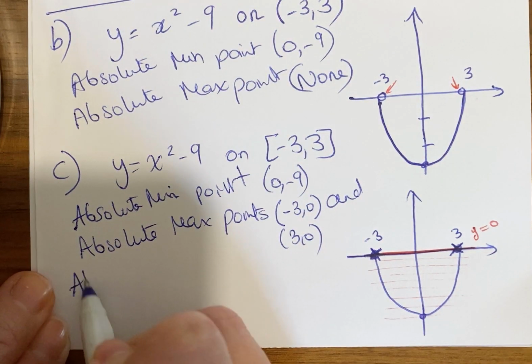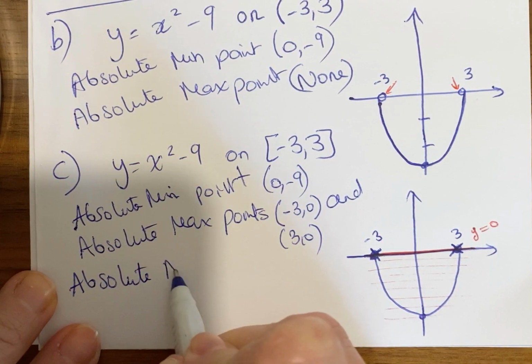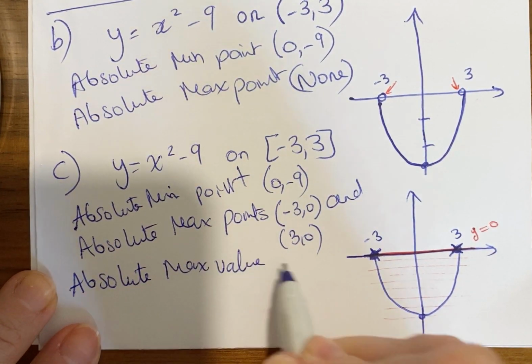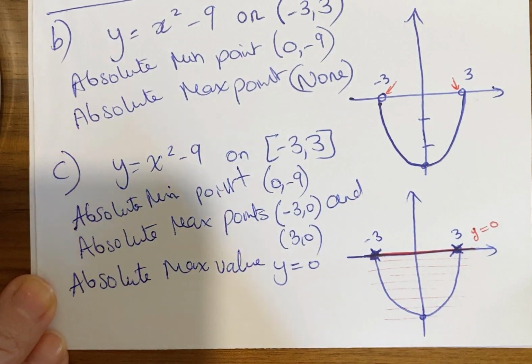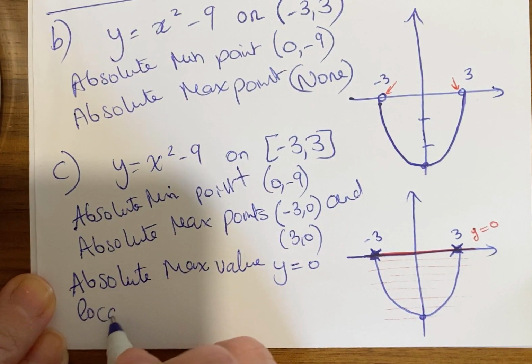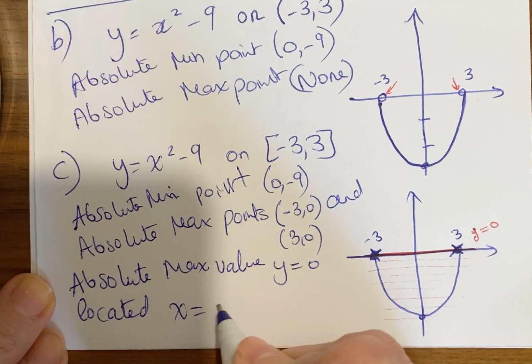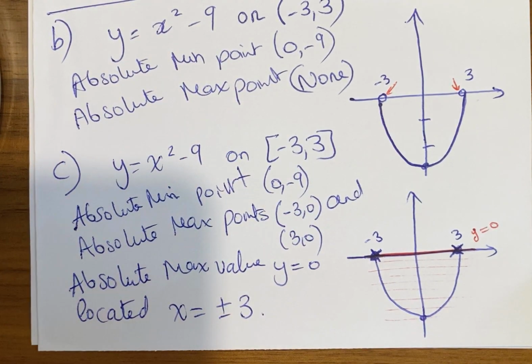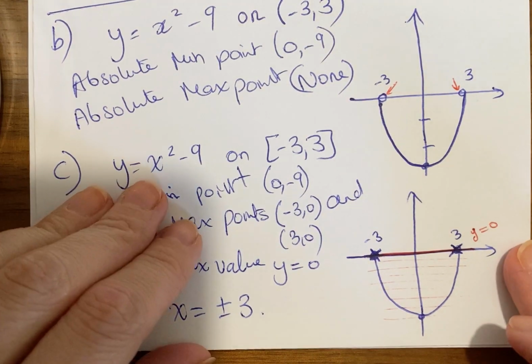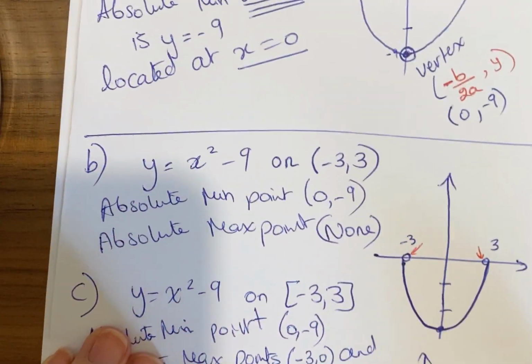That's why, how many absolute maximum values can we have? Only one. What's the absolute maximum value? 0. But where is it located? It's located at two places, at x equals plus and minus 3. This is why it's important to realize the difference between the maximum value, the maximum point, and the location of the maximum value or the maximum point.